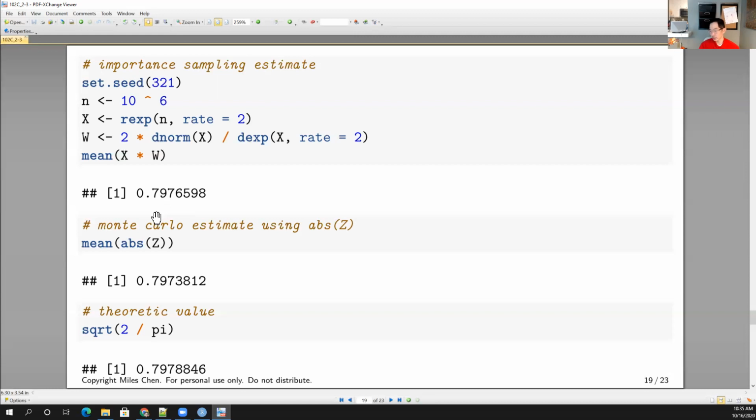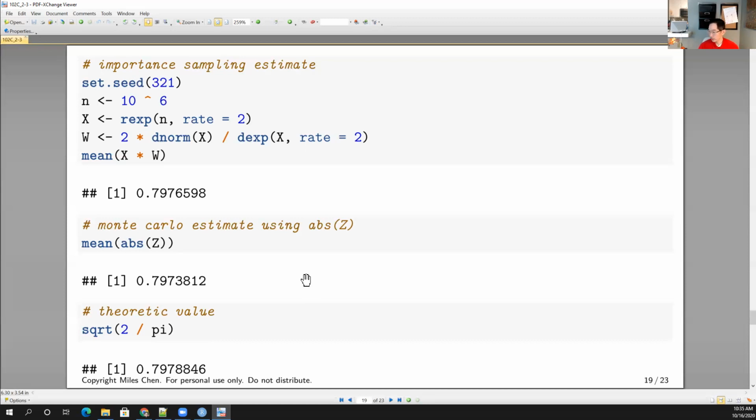Earlier, when we generated values directly from the normal distribution z, and I took the absolute values and took the mean, this is the Monte Carlo estimate where we're able to generate from f. I got 0.797, and then the theoretical value, if you do the calculus or whatever, I don't know how to do it actually, is the square root of 2 over pi, and that's also 0.7978. So we can see these are all quite close to each other, off by less than 1/1000th.